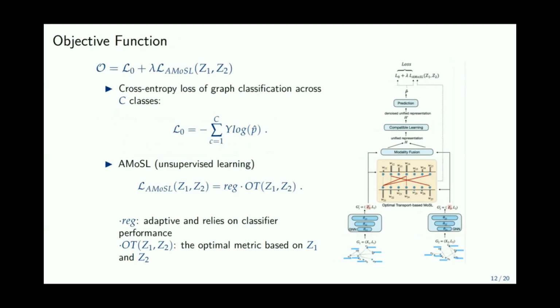To learn these two tasks, the objective function is designed with two parts. The first part is cross-entropy loss for the graph classification task. And then we have an add-on unsupervised learning to learn the distance or the relationships between those two modalities. Specifically, it includes two important components. One is the RAG term, which is adaptive and relies on the classifier's performance. And the other term is the optimal transport distance to compute the interrelationship between the modalities.